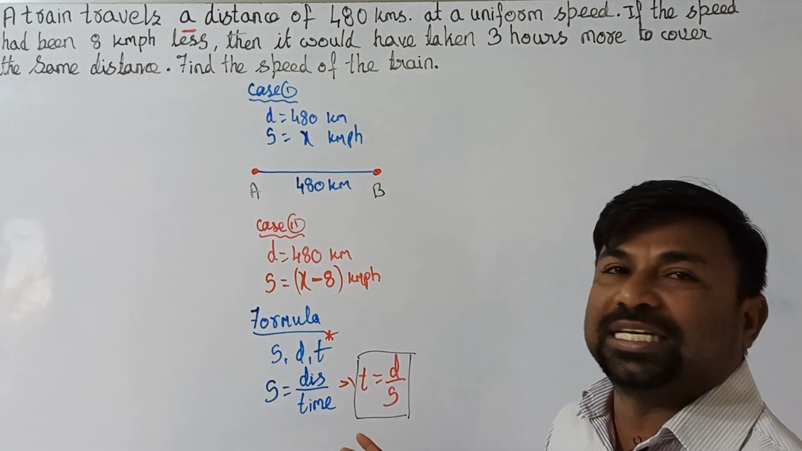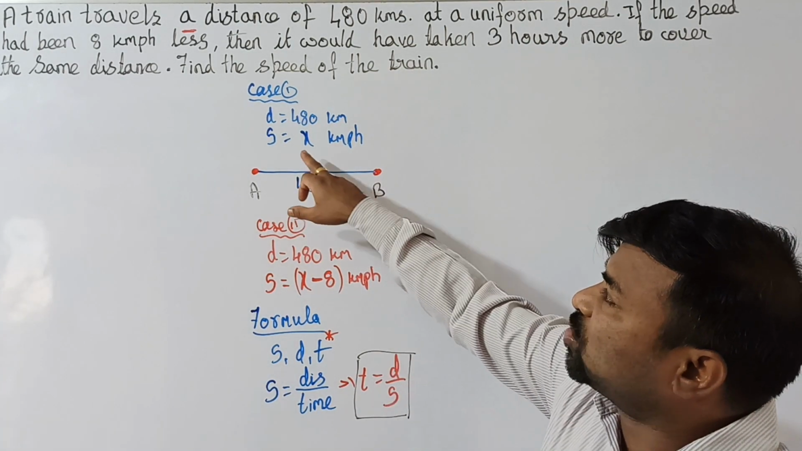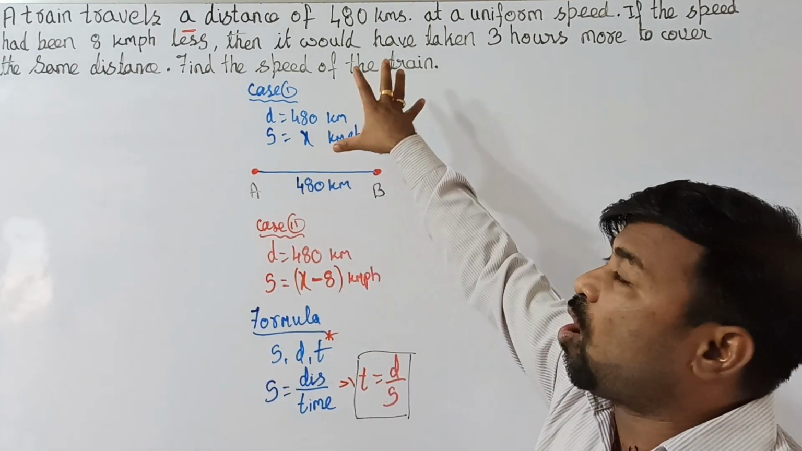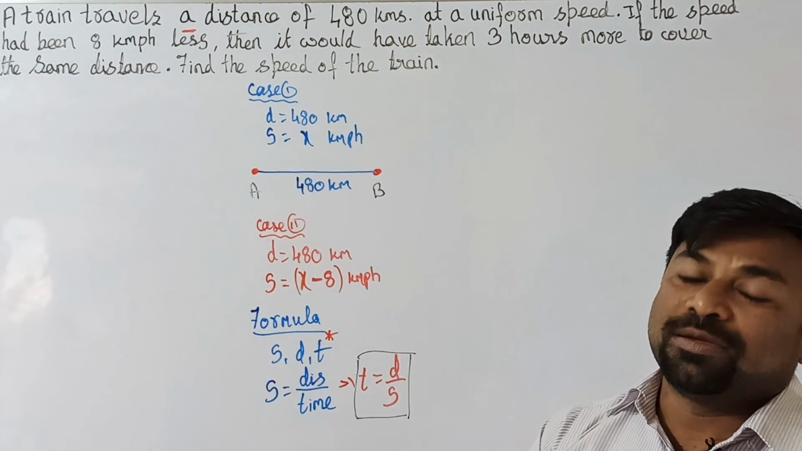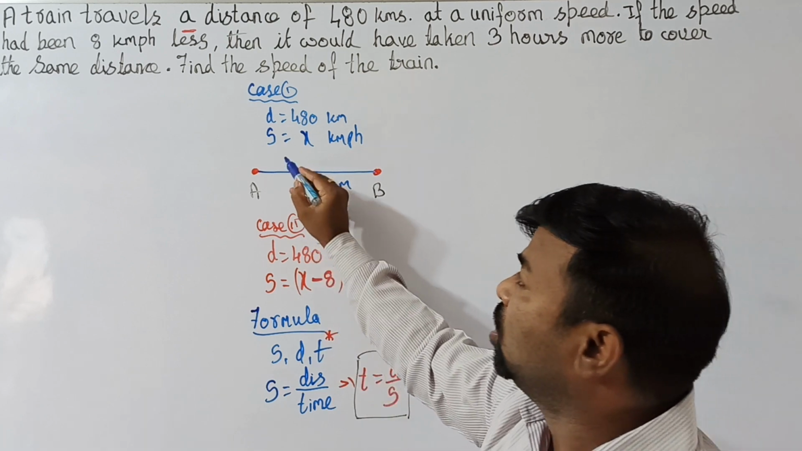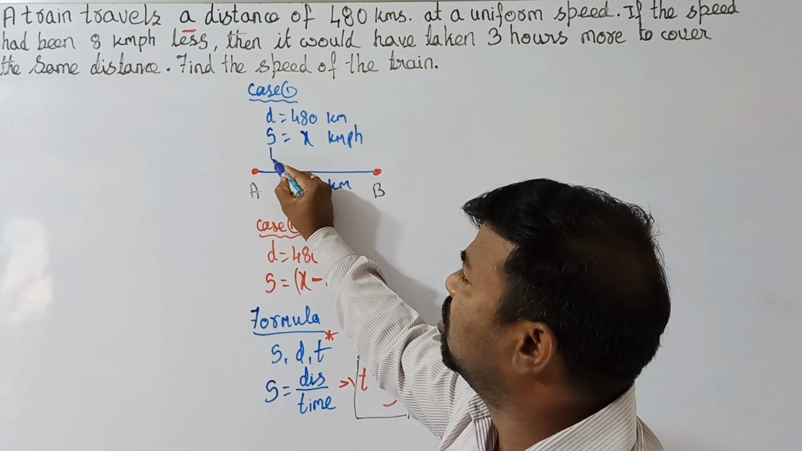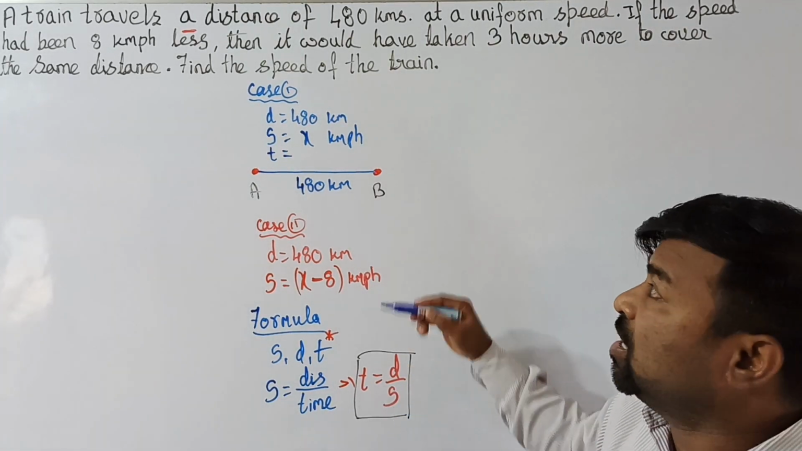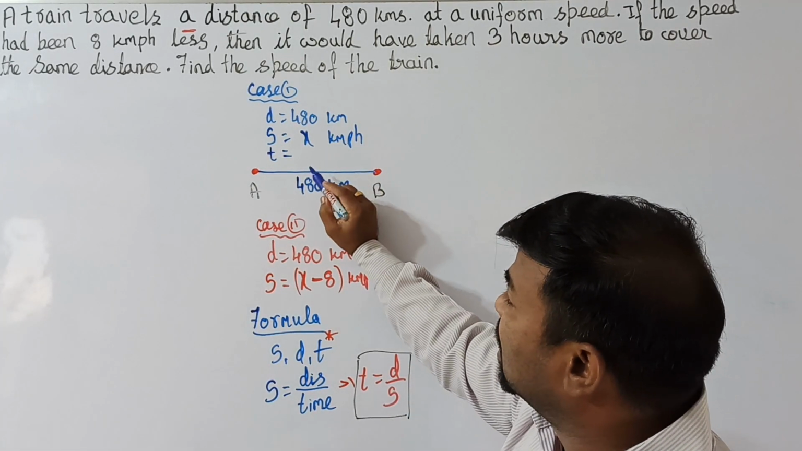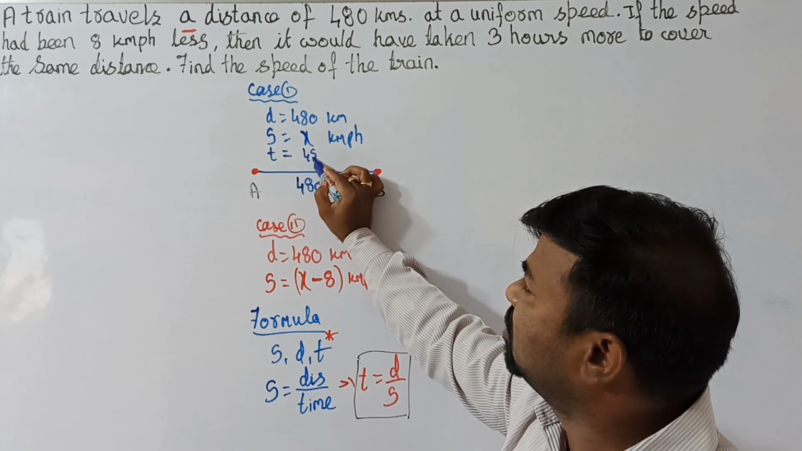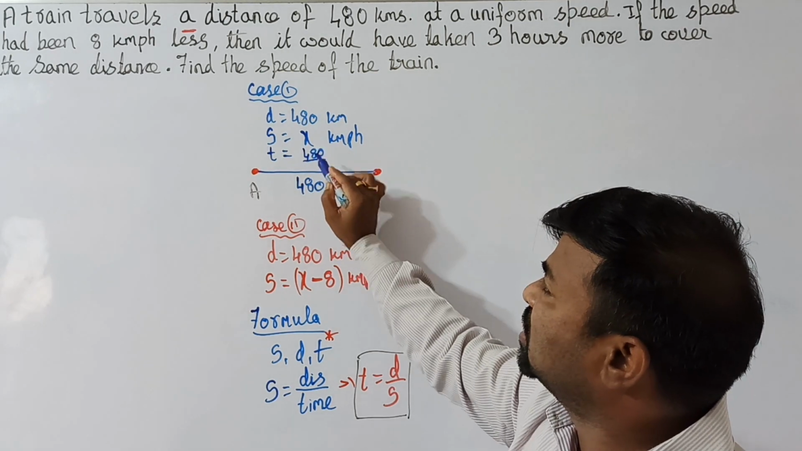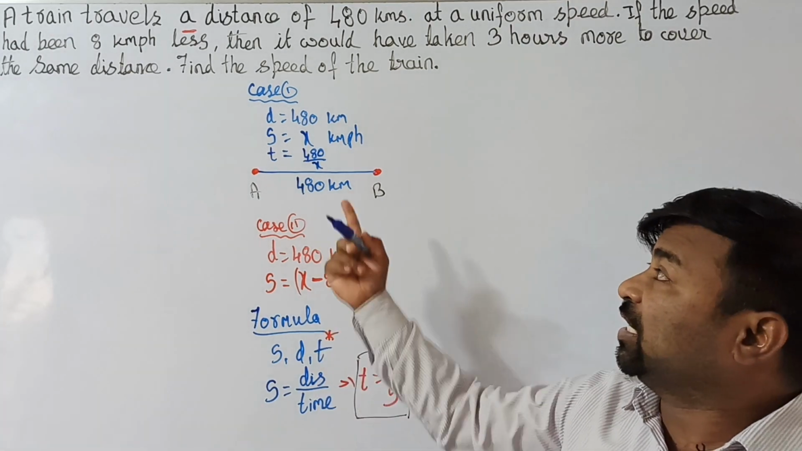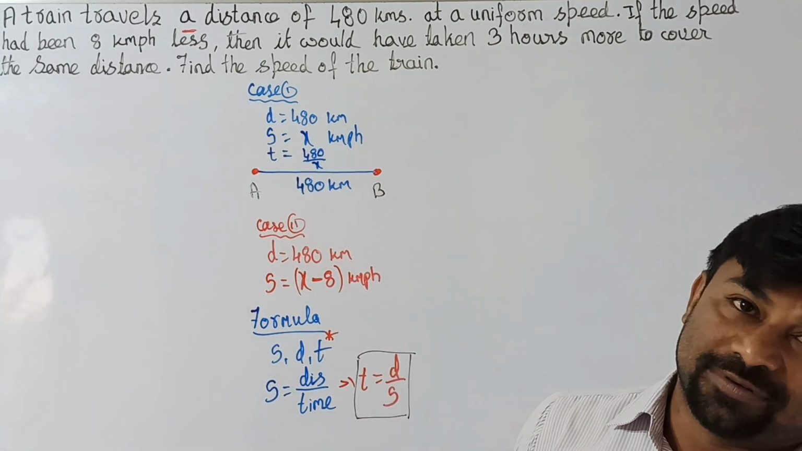After getting the relation for time, let's work on it here. In case 1, what is the time of the journey? If you think about the time here, we have distance by speed. The distance covered is 480, divided by the speed, which is x kilometers per hour.